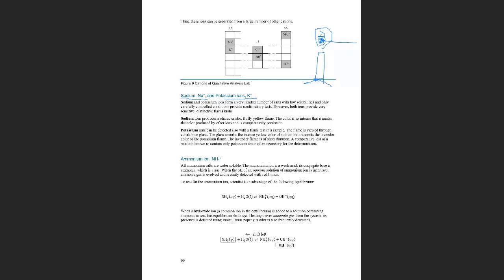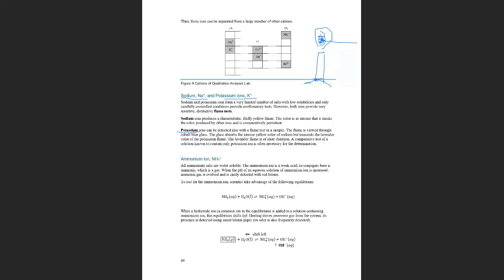And how are we going to test potassium? Potassium produces a lavender flame, instead of yellow, a lavender. The problem is that if you have sodium, it will mask the lavender color of the potassium. And when you are in a lab, you don't see it. So the way we test potassium in the lab is looking at the flame through a cobalt blue glass.